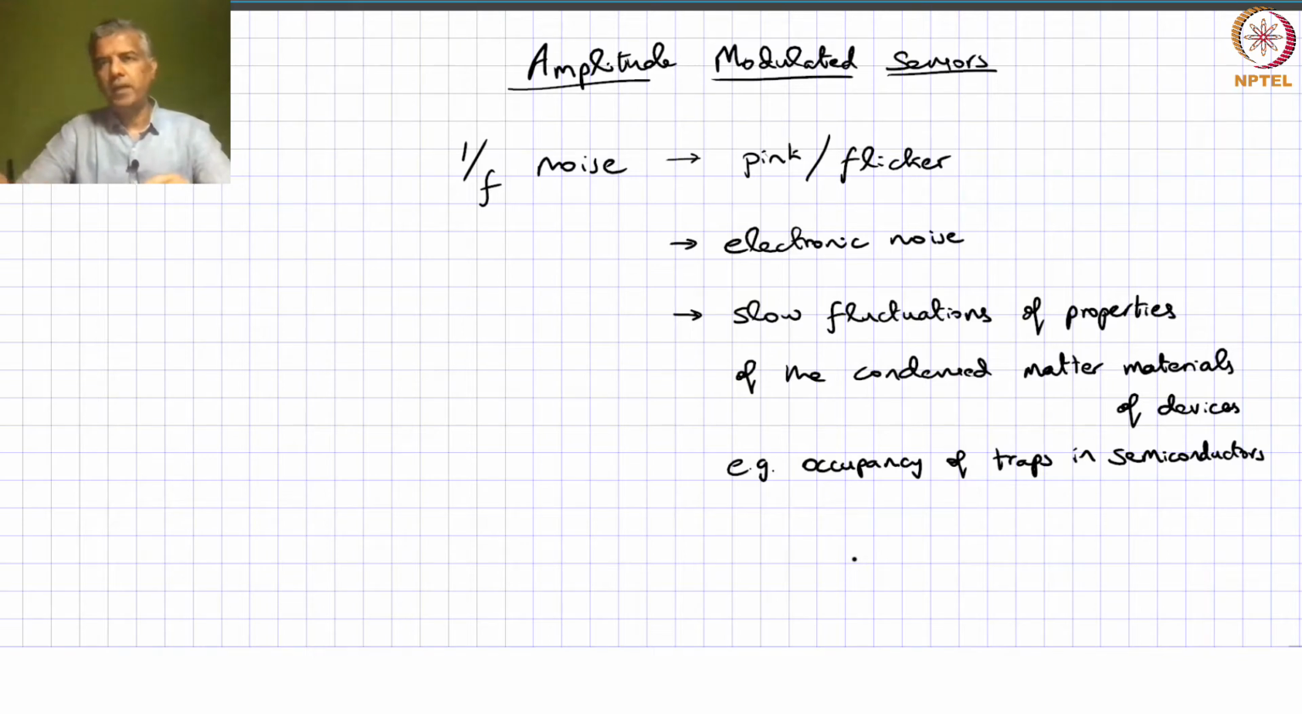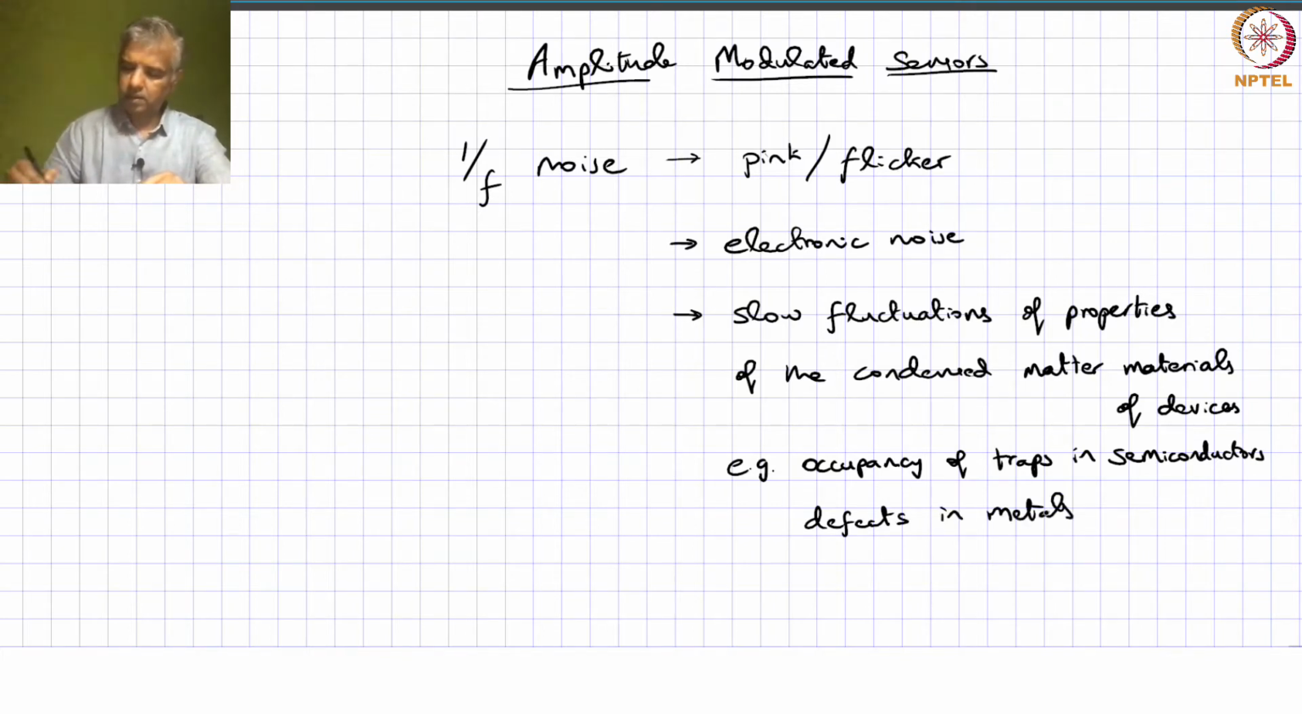or it could be fluctuations in the location of defects in metals, and so on. Of course, this has been observed in other chemical processes, in biological processes, and so on. So the list is endless, but this is probably something that's relevant to us. So there is this 1 over f noise.